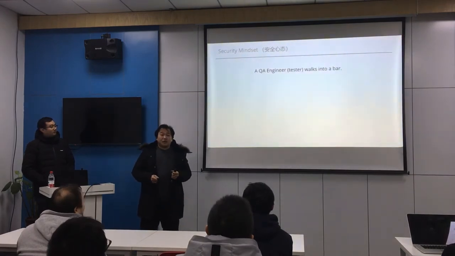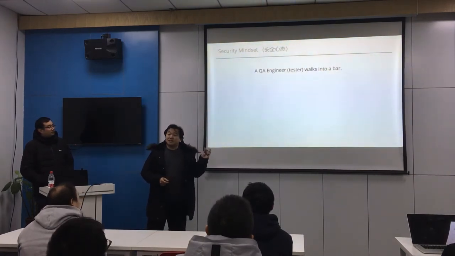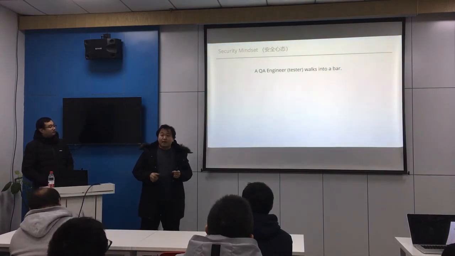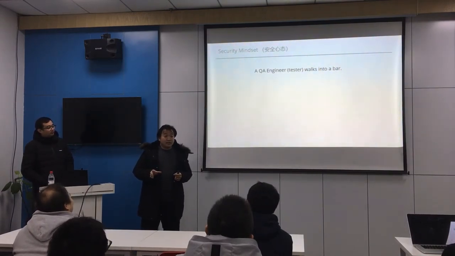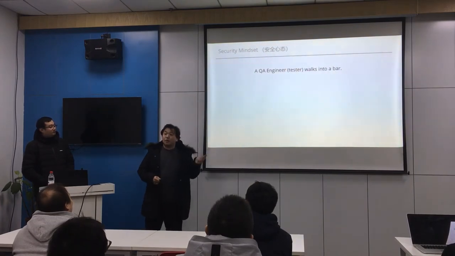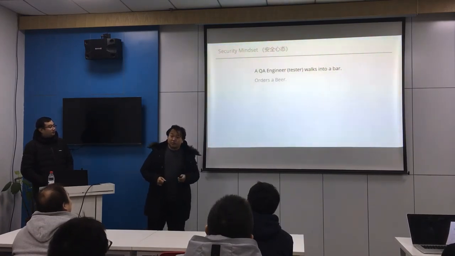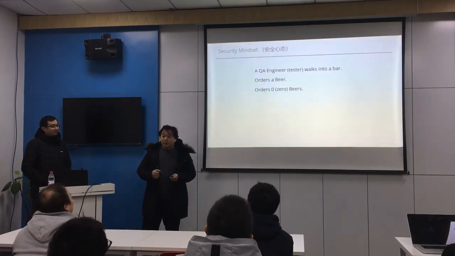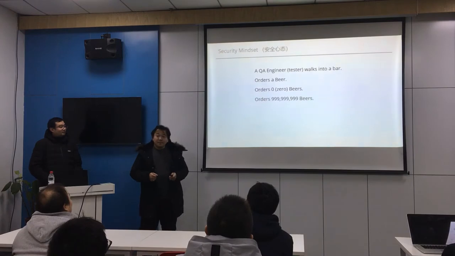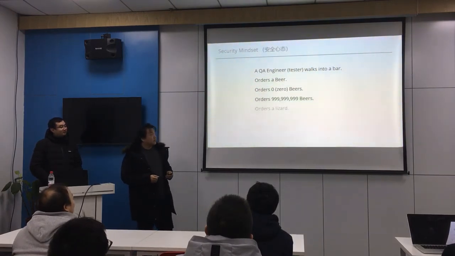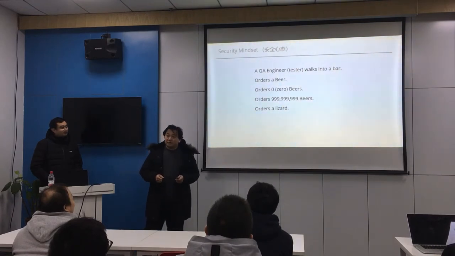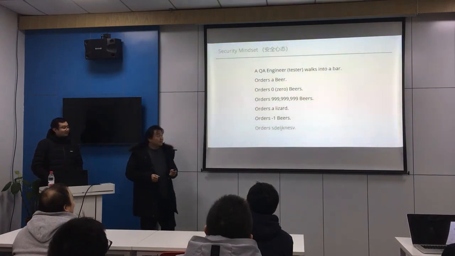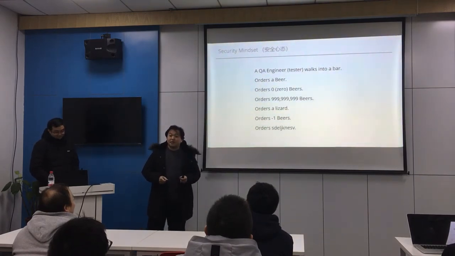A QA engineer or a tester walks into a bar. This is just a joke, this is not a real story. I hope everybody knows what a QA or a tester is. So a QA engineer walks into a bar. He orders a beer. And then he orders zero beers. And then he orders 999 million beers. And then he orders a lizard. And then he orders minus one beers. And then he orders a random piece of string.